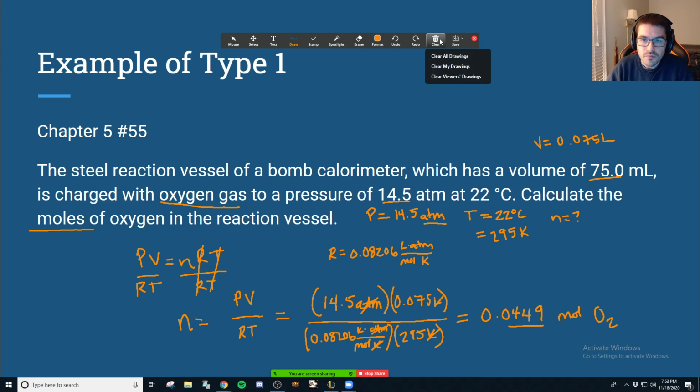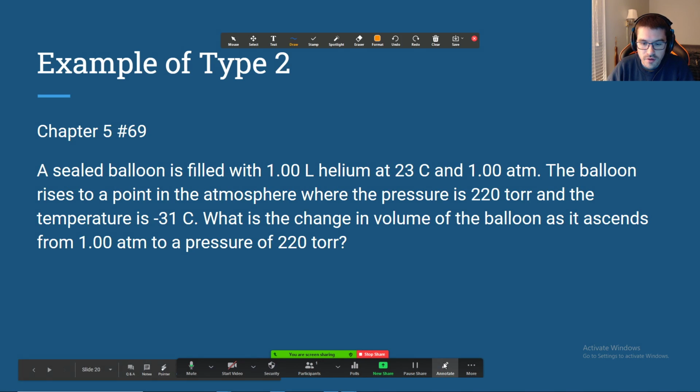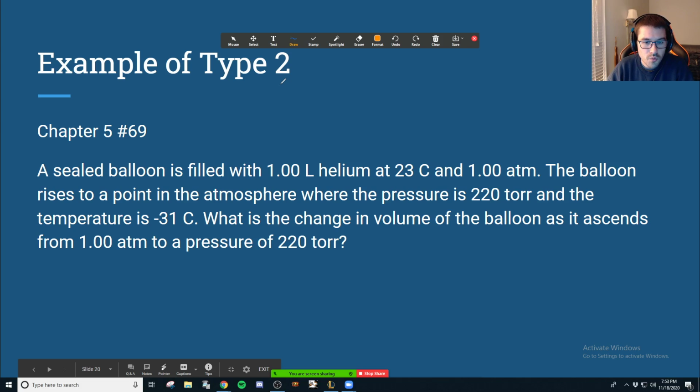Okay. All right. Let's clear this up and go to the next problem. This is an example of a type 2 problem where we have changing conditions. I'm going to do the work down here. I'm going to write things up here. I'm going to write sort of my conditions on either side of this line. So I'm going to label this before and after.